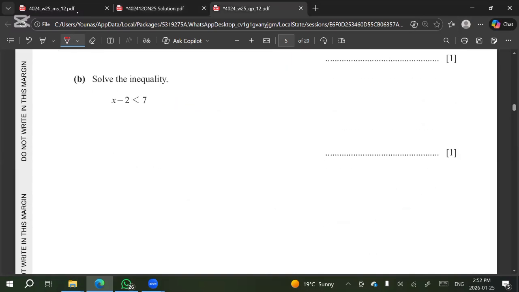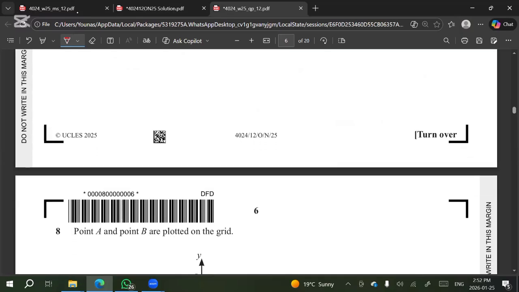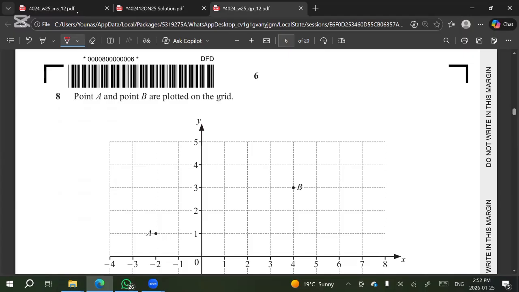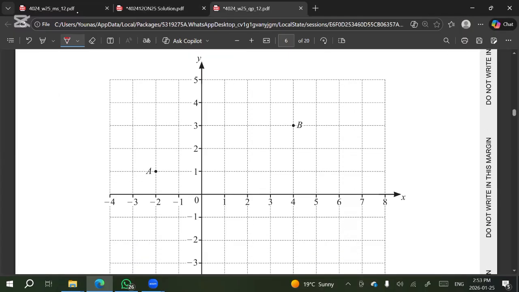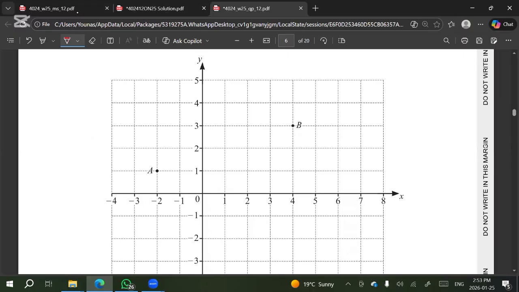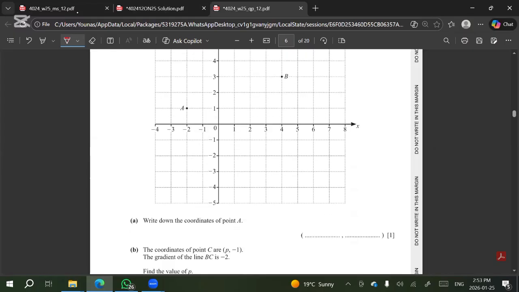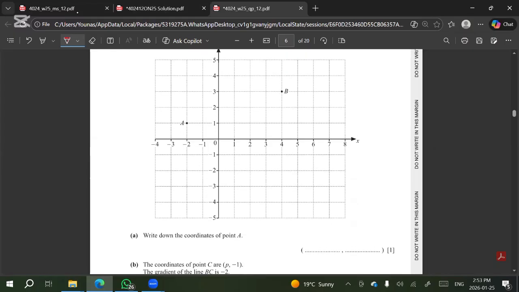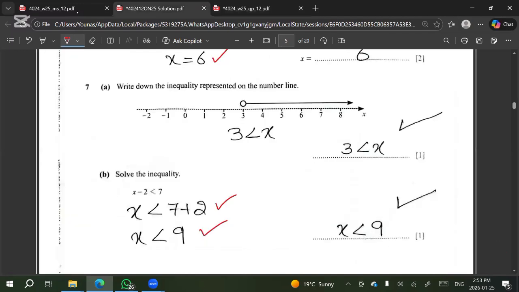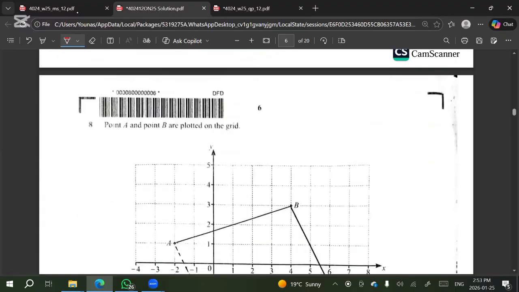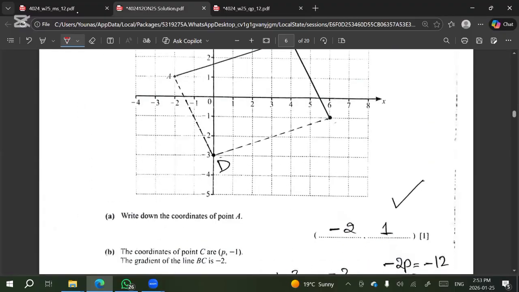So the next question coming up on your screen is the question number 8. He says point A and B are plotted on the grid. So this is your question number 8 showing up. He says write down the coordinates of the point A. The coordinates of the point A are minus 2 comma 1. Let me show you. I have written this. The coordinates of A are minus 2 comma 1.